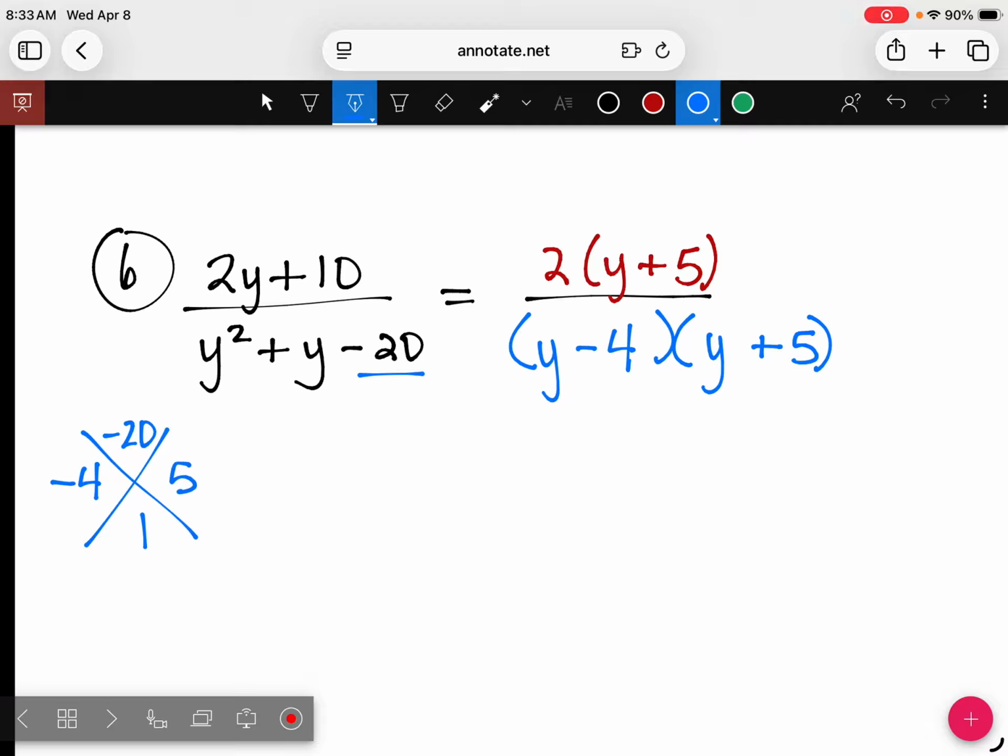Now that it's factored down, we can cross out our GCFs. So Bailey, what would be the GCF that I can cancel, top and bottom? Y plus 5. Let's go ahead and cross that out, leaving me with a final answer of 2 over y minus 4.